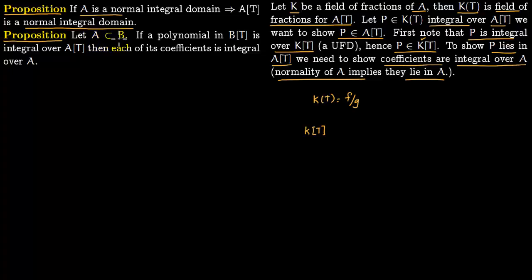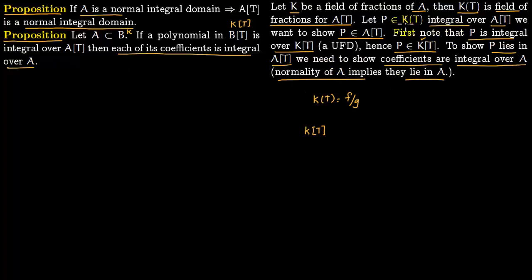So say A is a subring of B. Instead of B, you can write now K. Say B is K, the field of fractions. So if a polynomial in B[T] is integral over A[T], or you can say a polynomial in K[T] is integral over A[T], then each of its coefficients is integral over A. And this solves our problem right here.